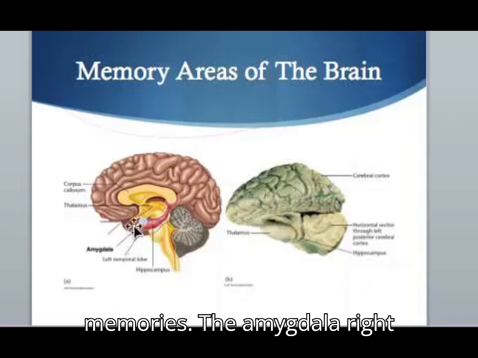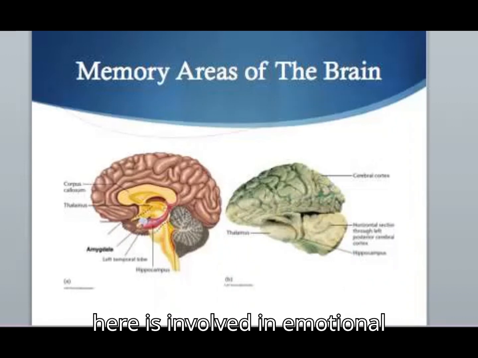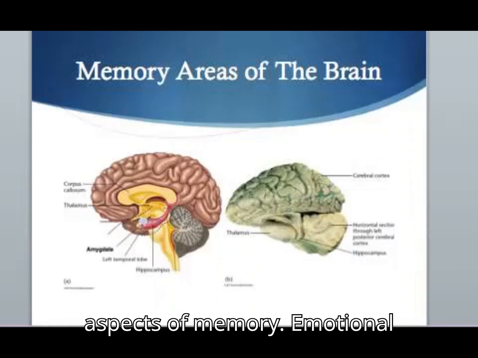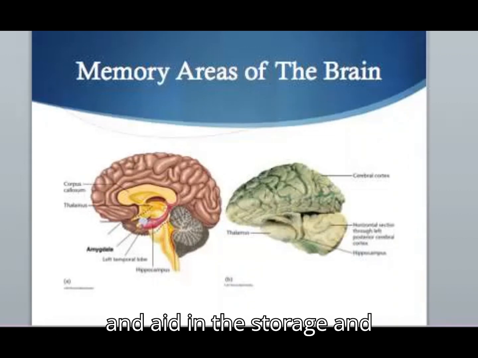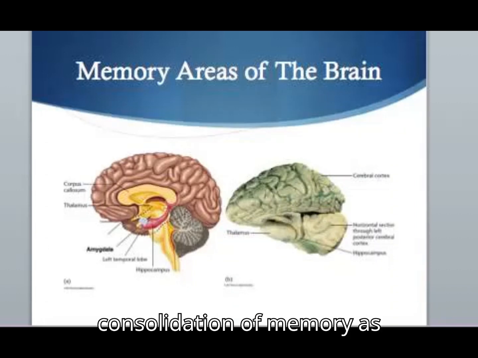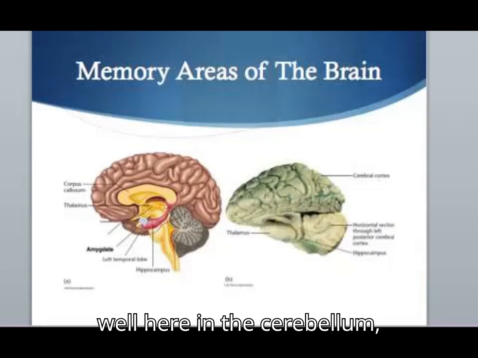The amygdala, right here, is involved in emotional aspects of memory. Emotional memories are hormonally enhanced and aid in the storage and consolidation of memory as well.